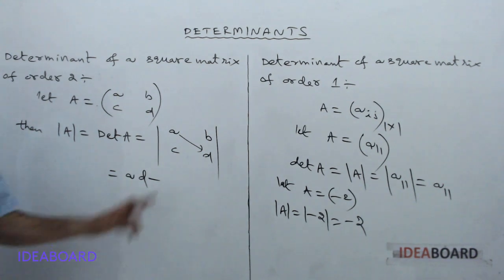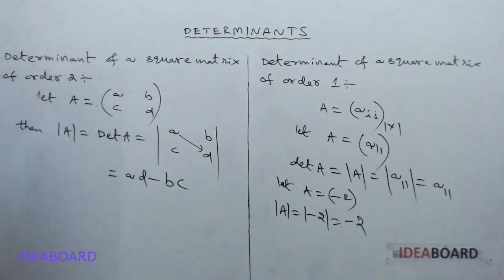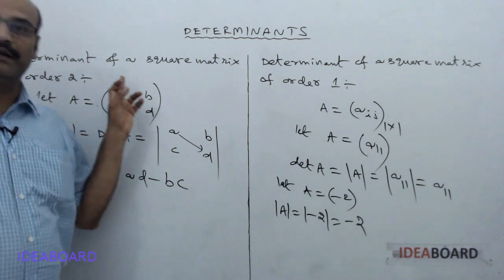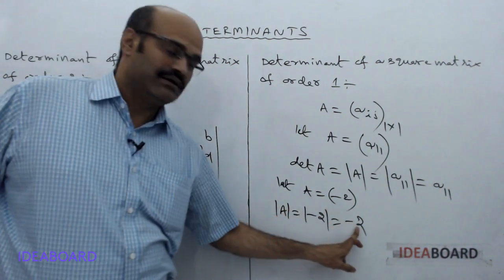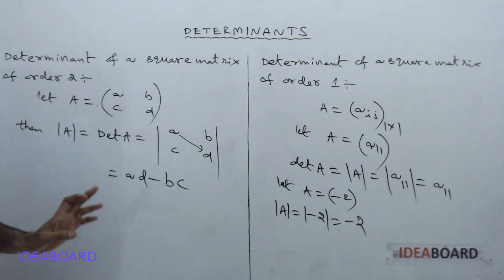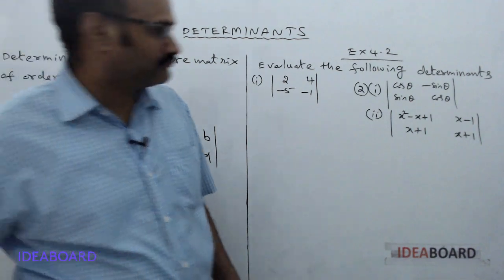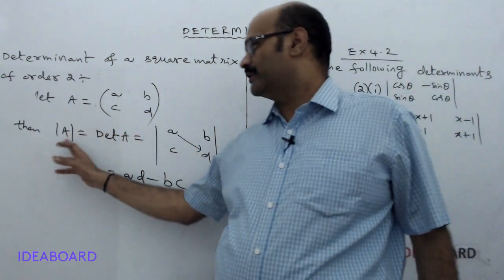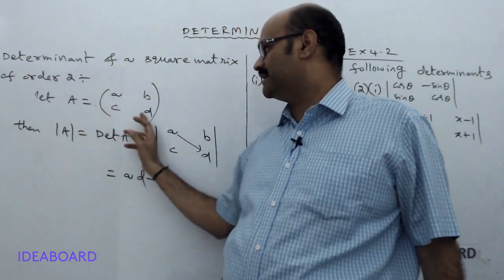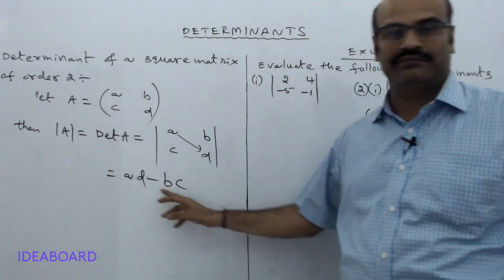minus the secondary diagonal. These two are secondary diagonal elements. So minus BC. So we say that the determinant of any square matrix will always be an expression or a number. So the determinant of a square matrix of order 2, whenever you have A, B, C, D, then det A will always be equal to A into D minus BC.